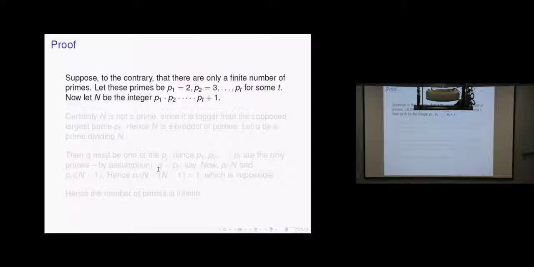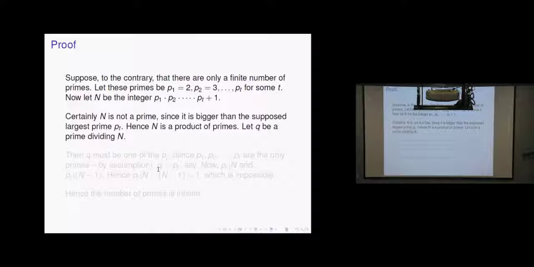So suppose, to the contrary, that there are only a finite number of primes. Let these primes be p1, p2, up to pt for some t. Now let n be this magic number, p1 times p2 times up to pt, plus 1. Now, certainly n is not a prime, because n is bigger than any one of these. So after pt, there's no more primes. So n is not a prime. Since it's bigger than the supposed largest prime pt, hence n is a product of primes.